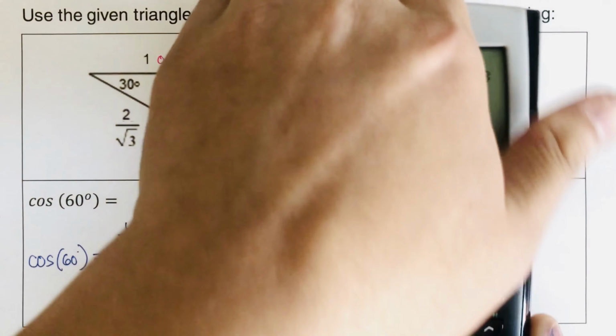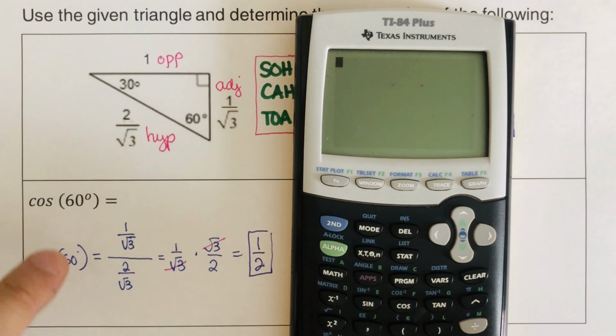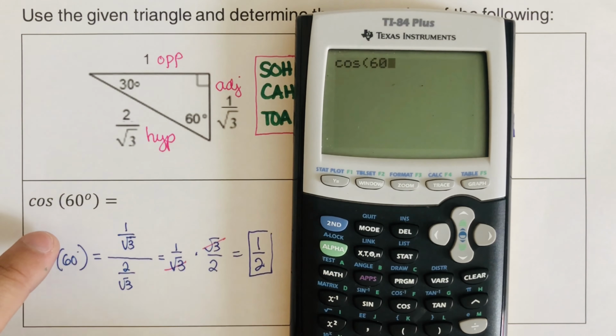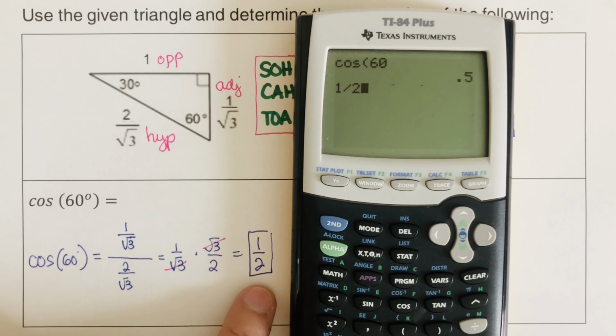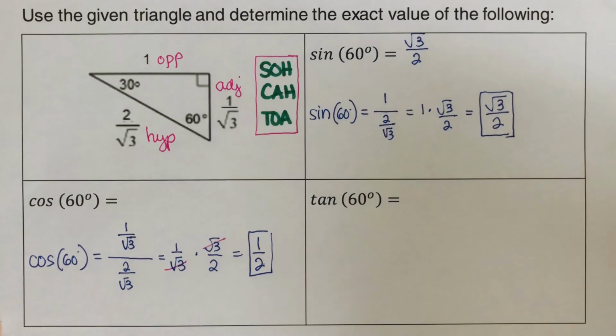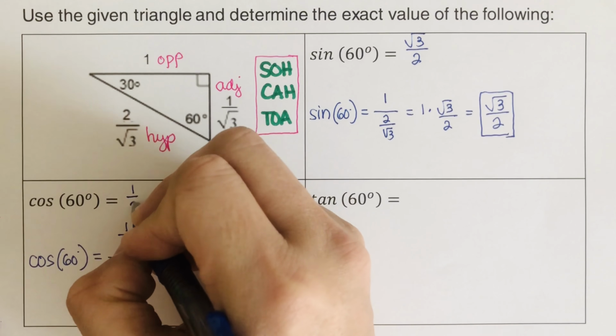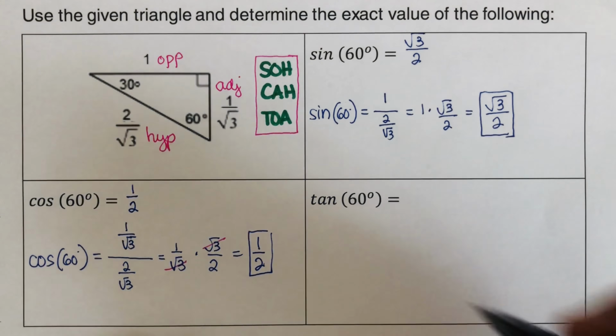Now let's see if they would match up on the calculator. So that is cosine of 60. And then, so that's 0.5. So 1 divided by 2 is 0.5. So this is 1/2. Did you get 1 over 2 as your answer for this? Good. Perfect. Now let's have the last one.